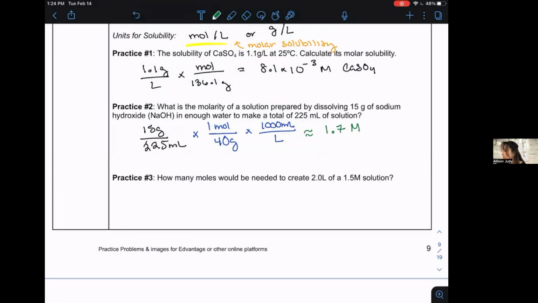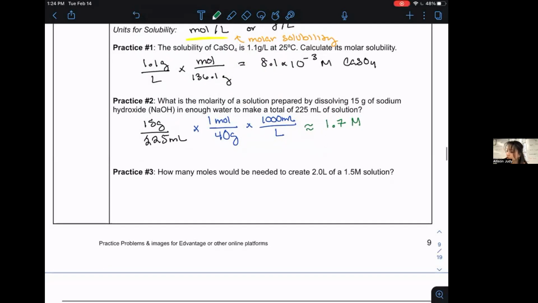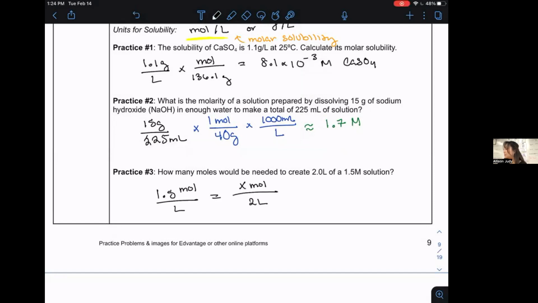So practice number 3. How many moles would we need to create 2 liters of a 1.5 molar solution? Well, you know that a 1.5 molar solution is like saying moles over liters. And the question is how many moles for this amount of liters would get me to that same value. What you do is you simply solve for the unknown, and you should get about 3 moles of solute. Whatever you need in 2 liters to get a 1.5 molar solution overall, right? You're just solving for the unknown. Do not forget to look at molarity as moles over liters, because oftentimes when you're doing math, that's actually the best way to look at it.